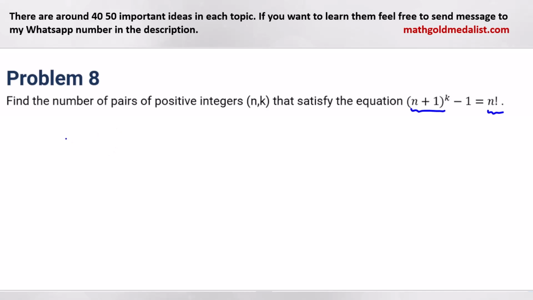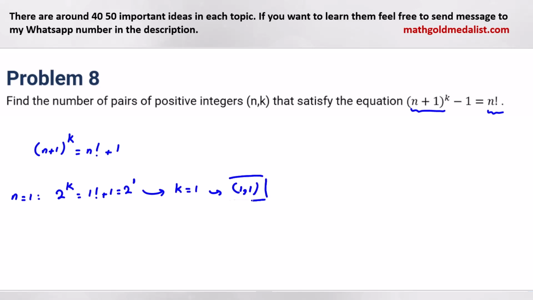So we can say (n plus 1) to the k is equal to n factorial plus 1. For example, let's check n equals 1. It will be 2 to the k is equal to 1 factorial plus 1, which is 2. So k is 1. Yes, 2 to the 1, k is 1. So for the first answer, it is 1 and 1.